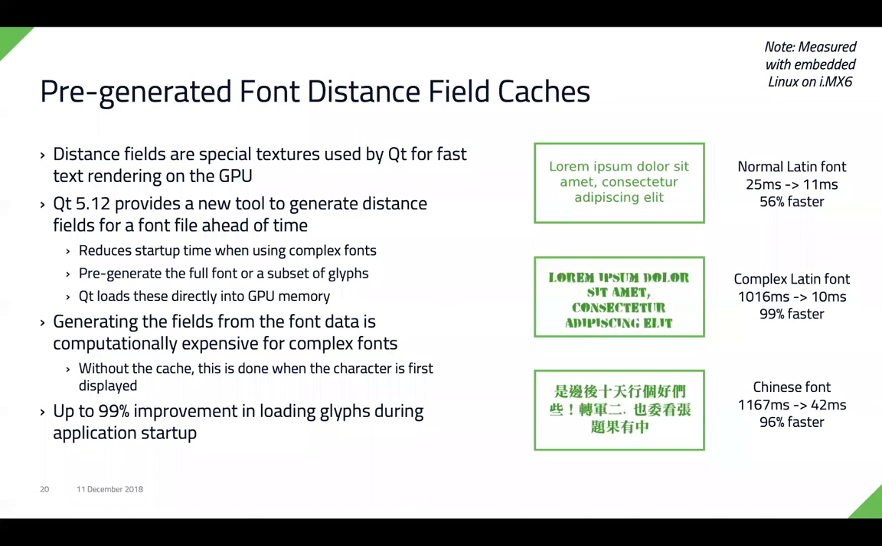Generating those distance fields for every glyph, every character in the font, can be computationally expensive, at least for complex fonts like very scriptical Latin fonts or Asian fonts. And as you can see from the numbers, this can lead to a very large improvement in terms of startup time. In the examples where we've measured here on an IMX6, you can see that for a complex Latin font or an Asian font, the startup time was decreased by almost a second using those pre-generated distance field fonts.